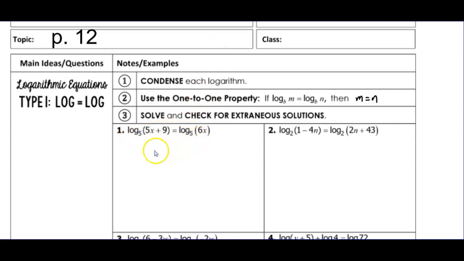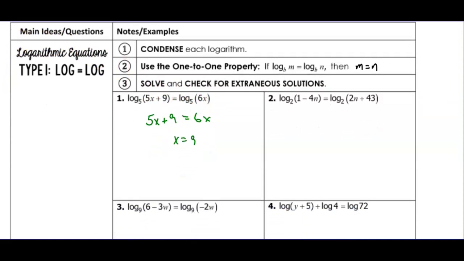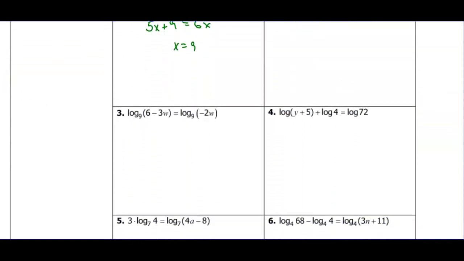They're both log base 5, so all I need to do is set the inputs equal to each other and solve it. So if I solve this, minus 5x gives me x equals 9. And you can always go back and check it and confirm that you did, in fact, get that the two sides are equal when you use 9 for x. All right, so that's one way these can be.